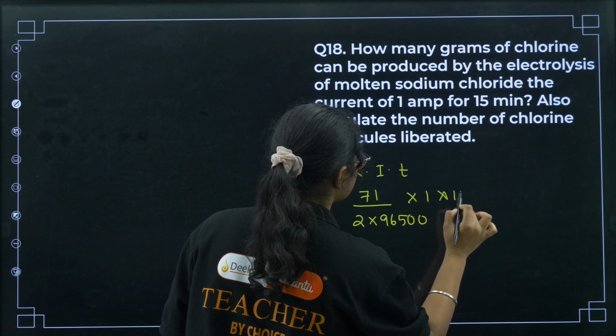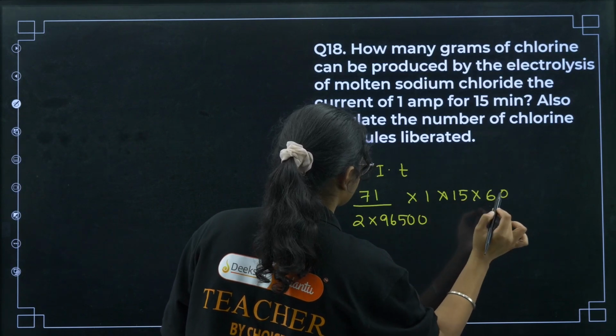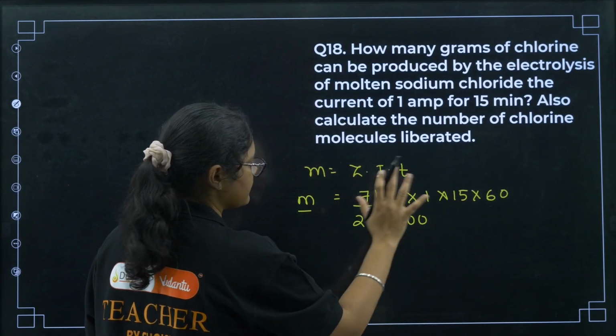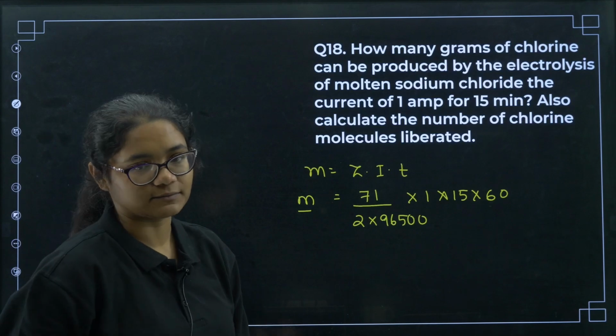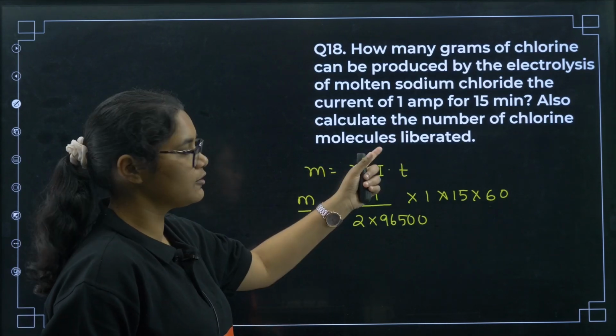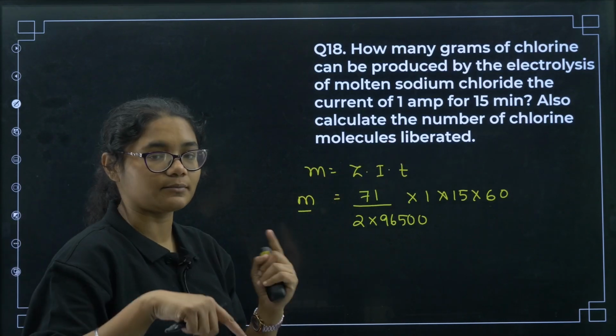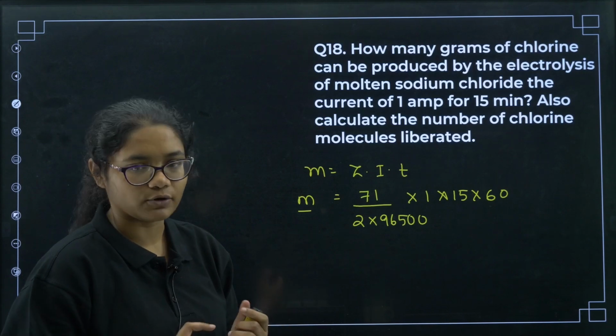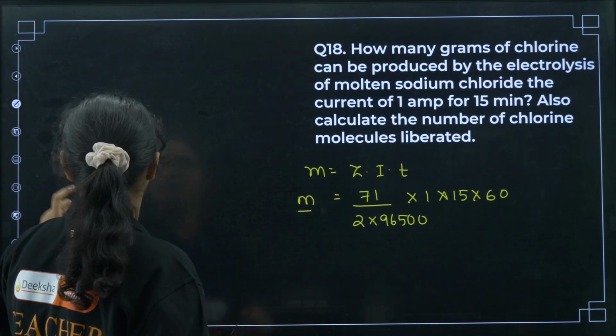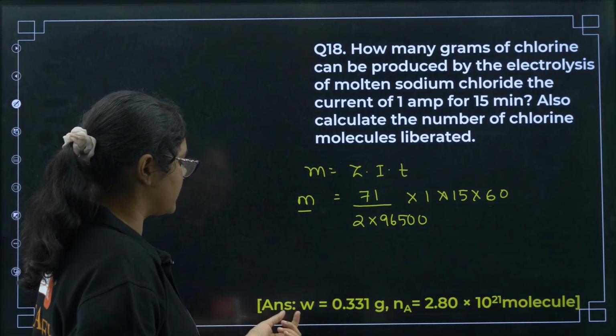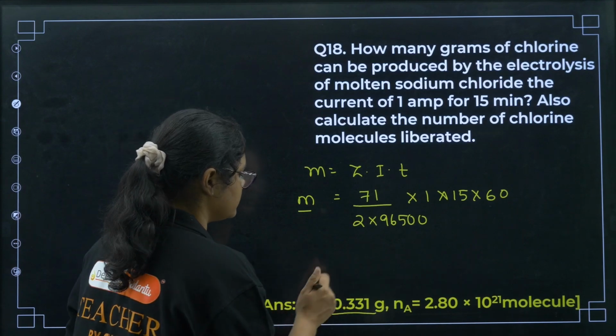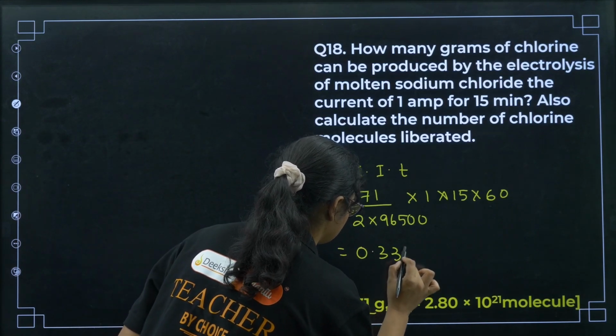1 ampere, time is 15 minutes into 60 seconds. Once you calculate this, you will get the mass of chlorine that is deposited. Now how to calculate the number of chlorine? You can convert this mass to number of moles and then multiply with Avogadro number, that will give you the number of chlorine atoms, right. So you can see mass will be this much. I am telling you this one will be 0.331 gram.